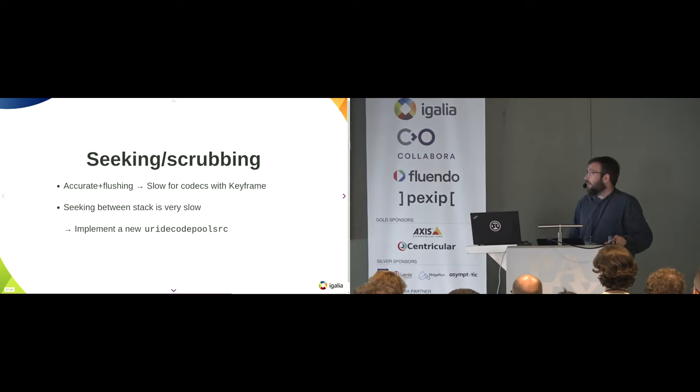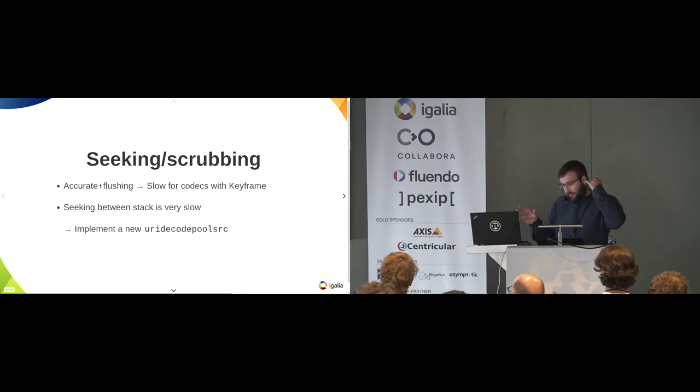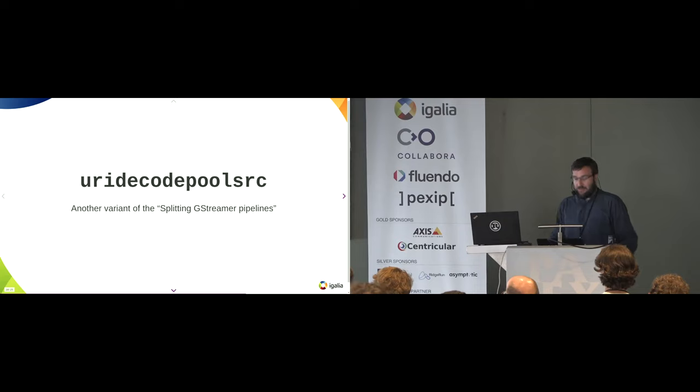So yeah, the idea we came up with is we should be able to start pre-rolling the media that we are going to use, or that we might use if the user goes after, well, before or after, right? So we have implemented a UI decode pool source, and that is another variant of splitting GStreamer pipelines, which is a very common pattern that we have now in GStreamer. I think we have a talk after about what that pattern implies, why we do that, etc. Because it's actually quite useful to decouple the pipelines where we are decoding from the actual pipeline where we are doing the video editing.